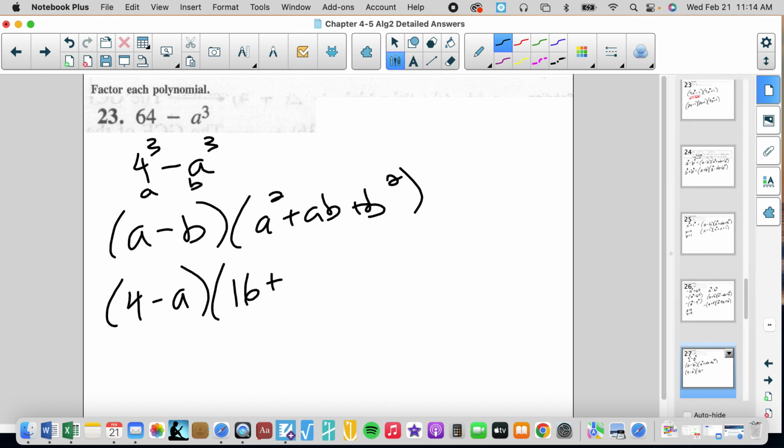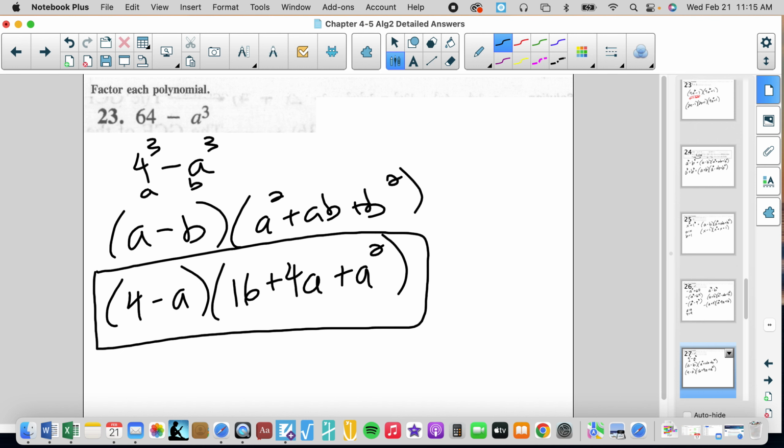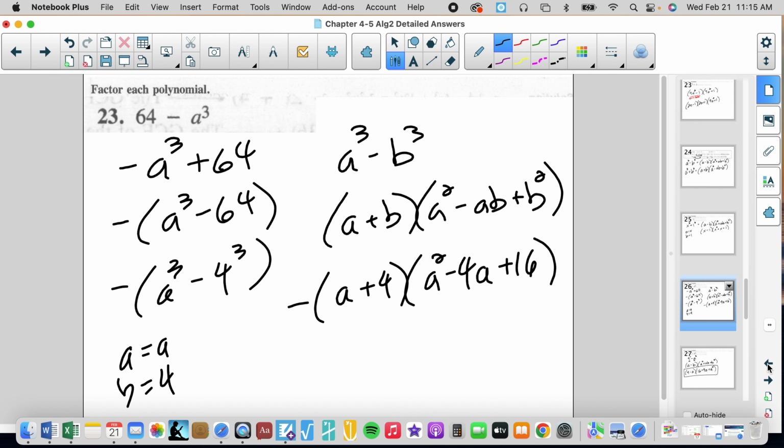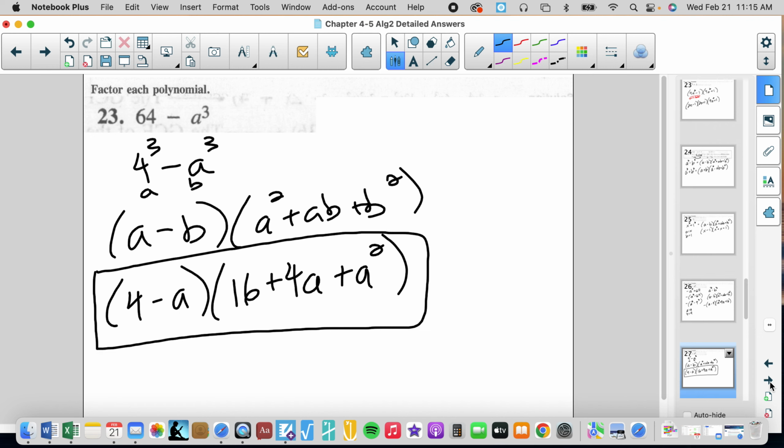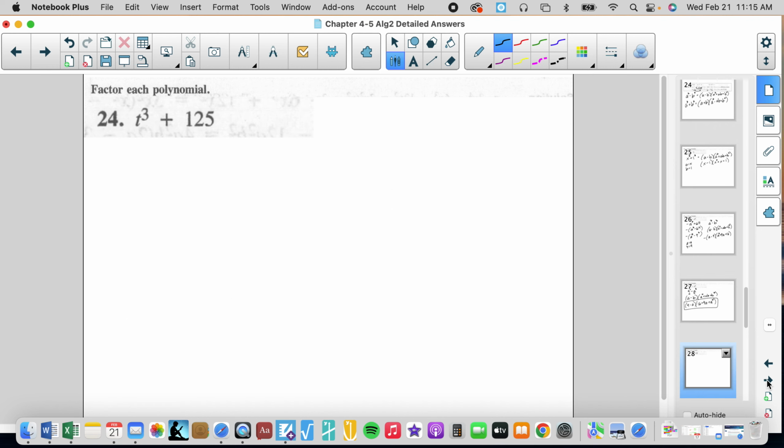So my A is 4, 4A, and B, well, it doesn't matter, is A squared. And that's the answer they have. So I made a mistake. I don't know what I did there. And then you factored out that negative. I think I used the wrong sign. It's not plus. That's where I made my mistake. So that would be acceptable. That's the other answer. Sorry about that. My bad. It's okay. Can't be perfect every single time.